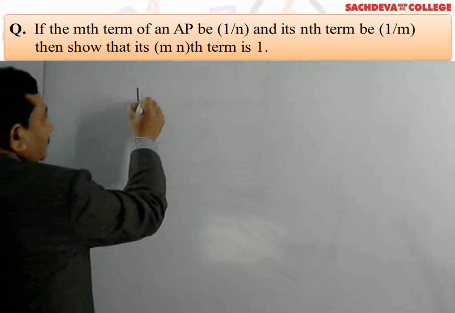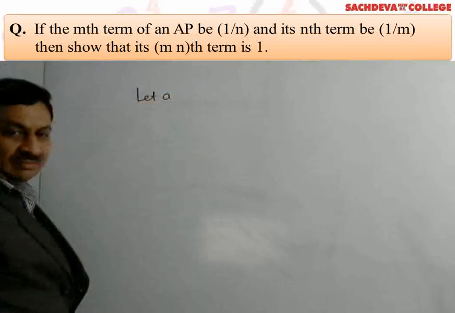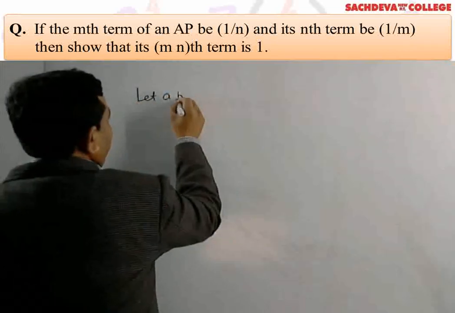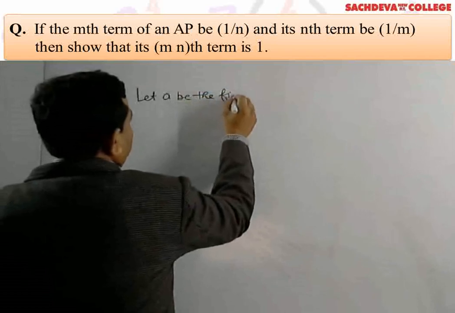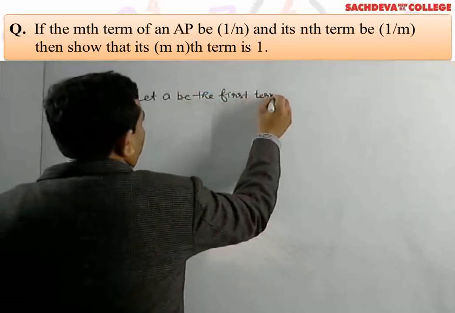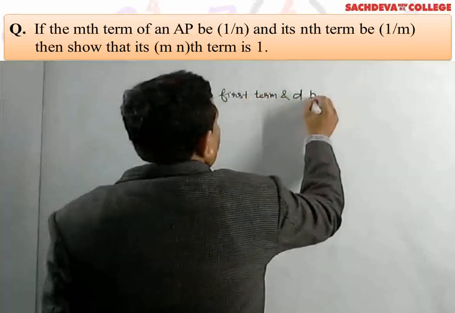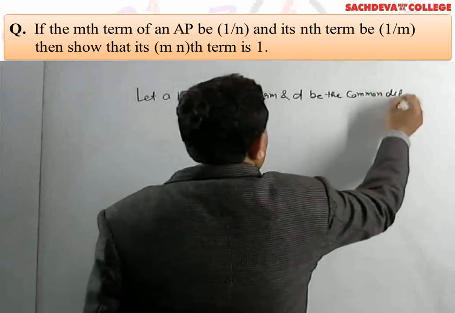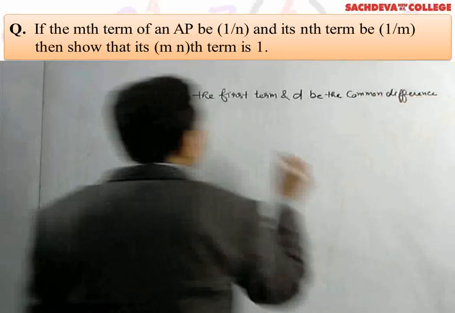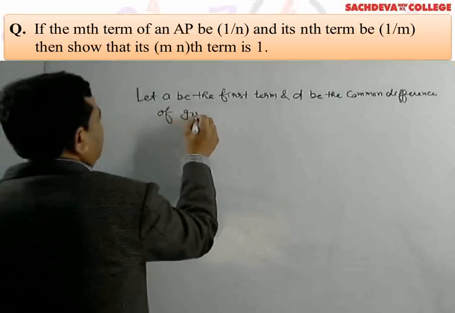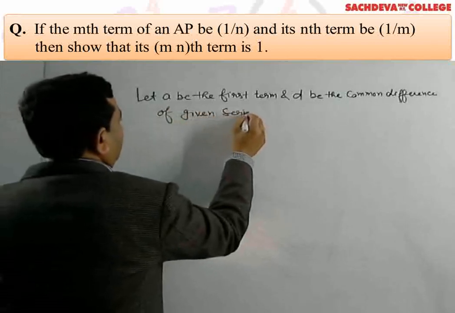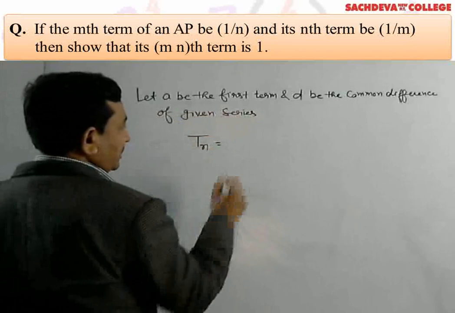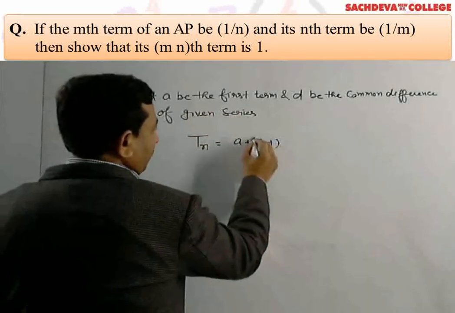Let A be the first term and D be the common difference of the given series. We know Tn is equal to the nth term of an AP. Tn is equal to A plus (n minus 1) into D.